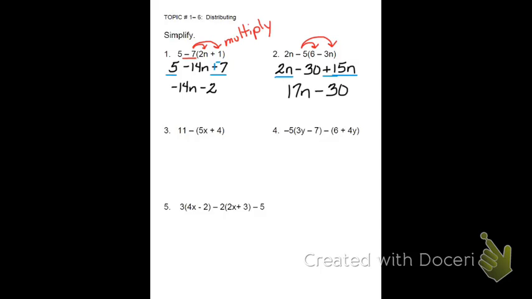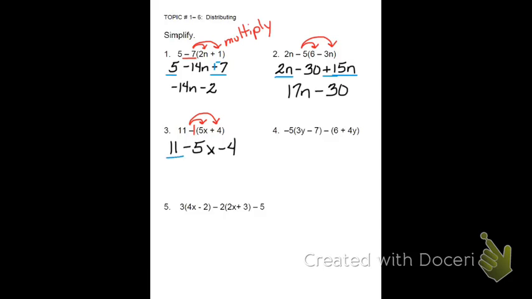Alright, this one's very important to understand what is in front of that parenthesis. Or you could think of it as behind that minus sign. What's there is understood to be a 1. So when you do the distribution, you're really multiplying a negative 1 times a positive 5 and a negative 1 times a positive 4. So this becomes 11 minus 5x minus 4. Combine like terms.